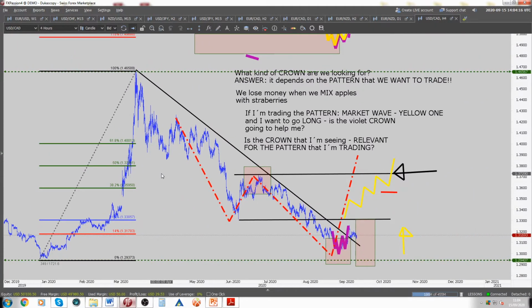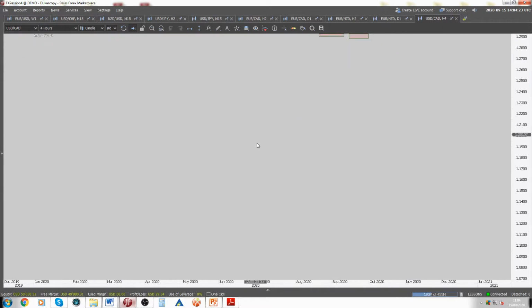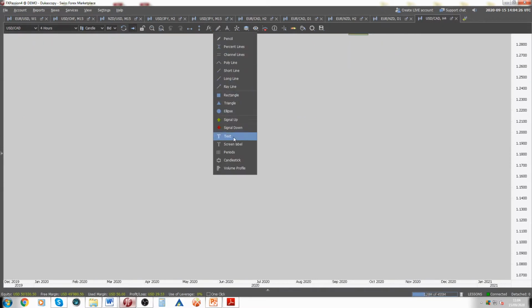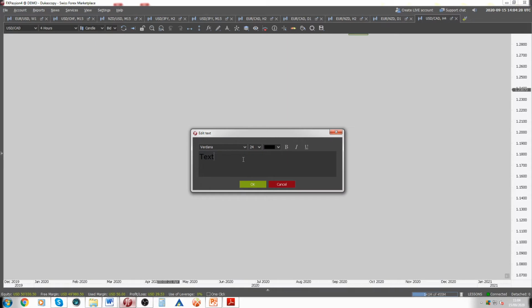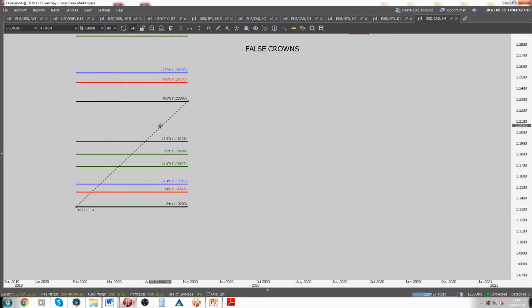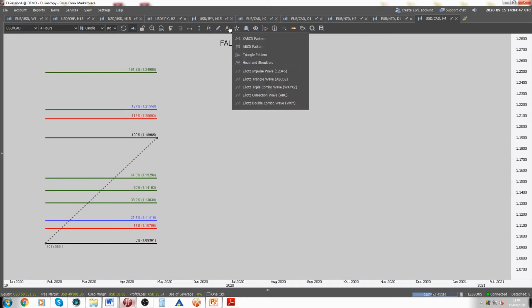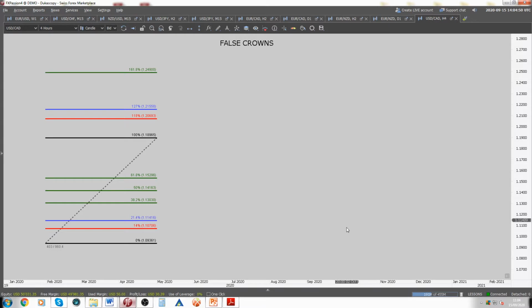And we are going to talk about false crowns and the Fibonacci, okay? False crowns and the Fibonacci. So we are talking about the Fibonacci's, everybody, and let's draw Fibonacci. Now we have an upswing and we have also a down Fibonacci, right?